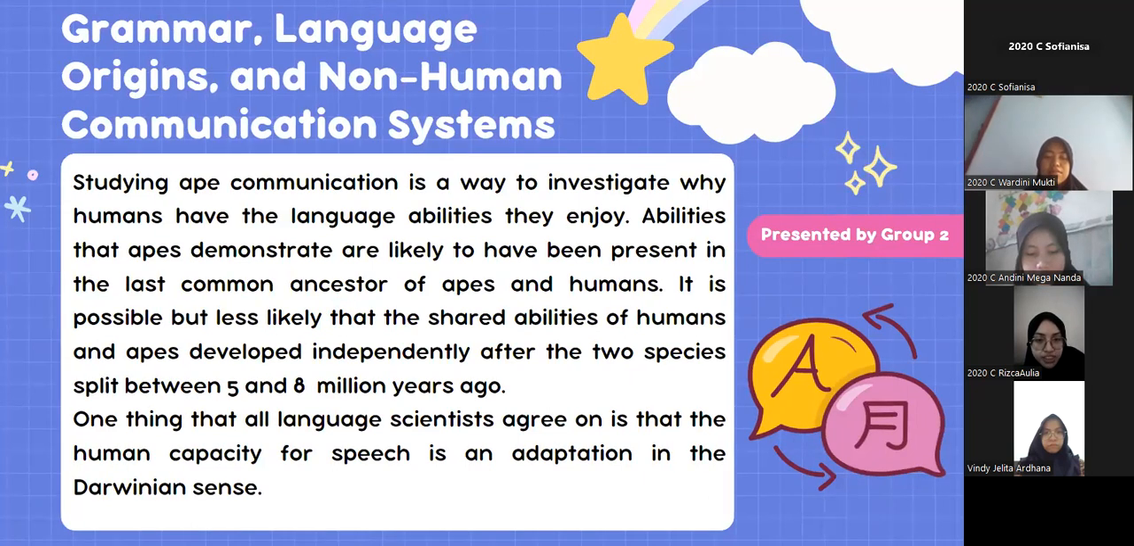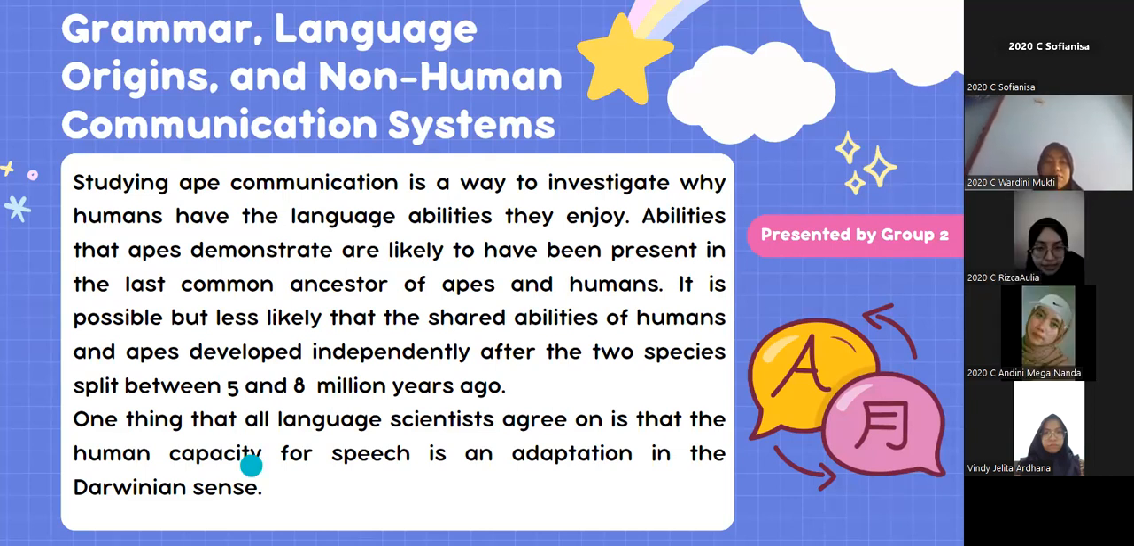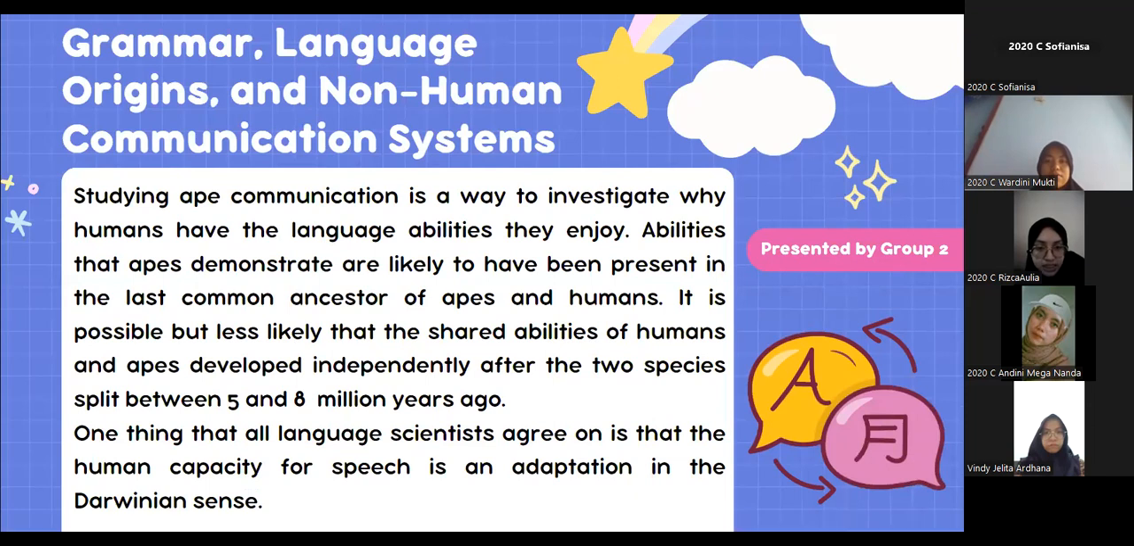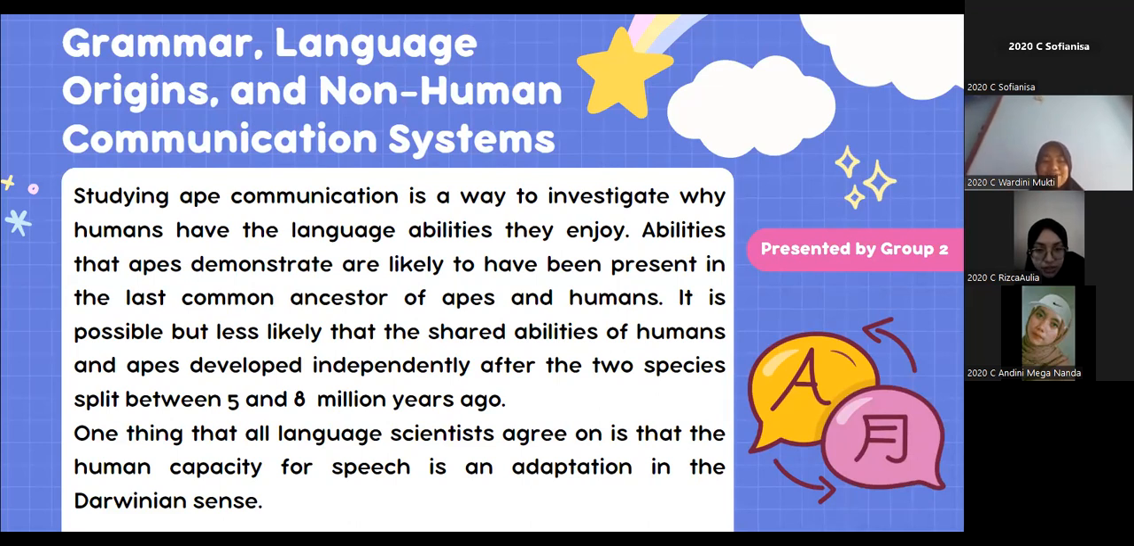Okay, studying ape communication is a way to investigate why humans have the language abilities they enjoy. Abilities that apes demonstrate are likely to have been present in the last common ancestor of apes and humans. It is possible, but less likely, that the shared abilities of humans and apes developed independently after the two species split between 5 and 8 million years ago. One thing that all language scientists agree on is that the human capacity for speech is an adaptation in the Darwinian sense. Next slide.